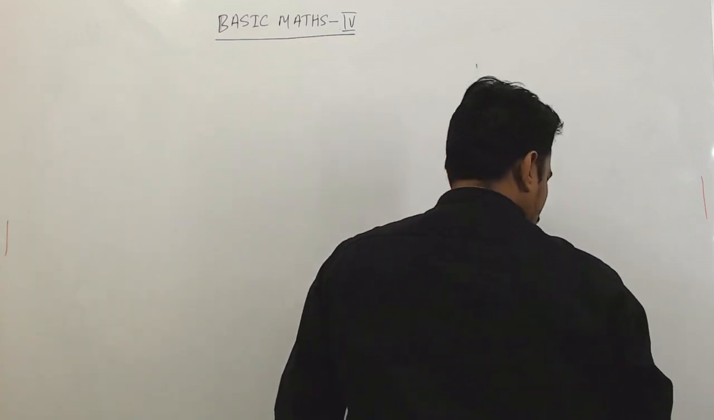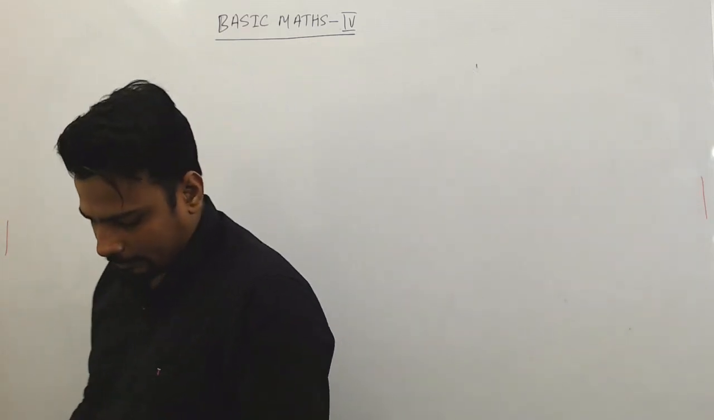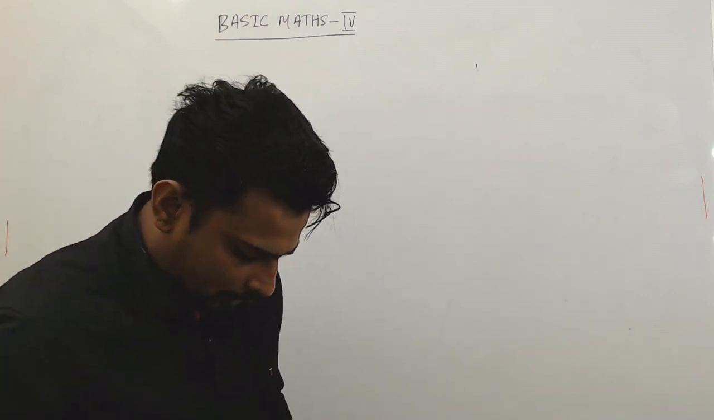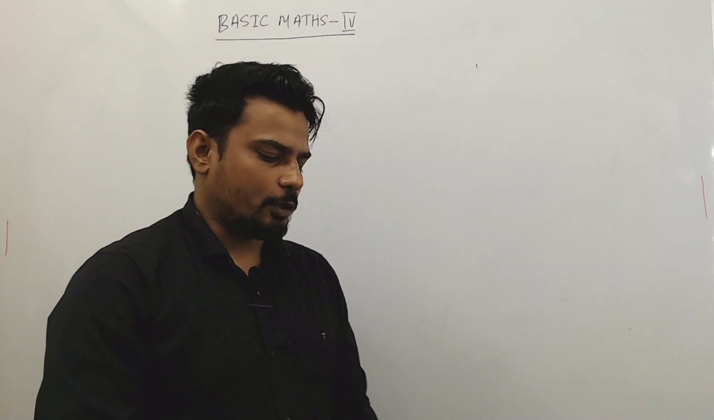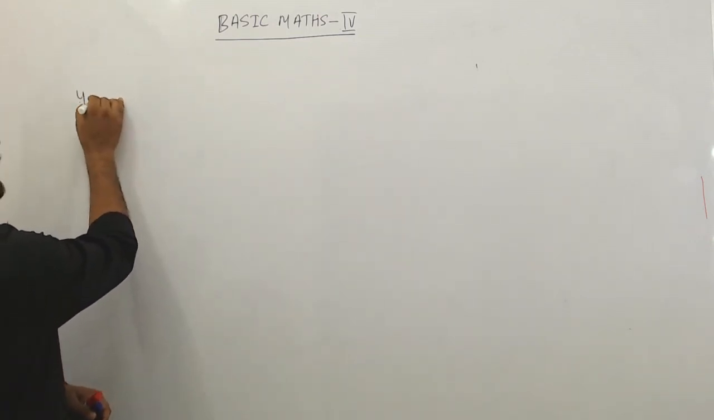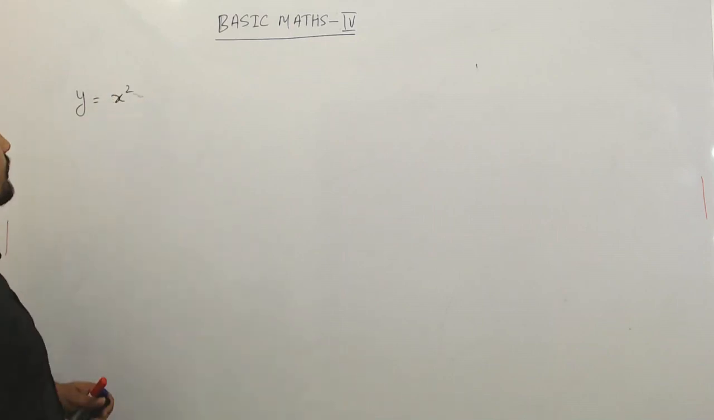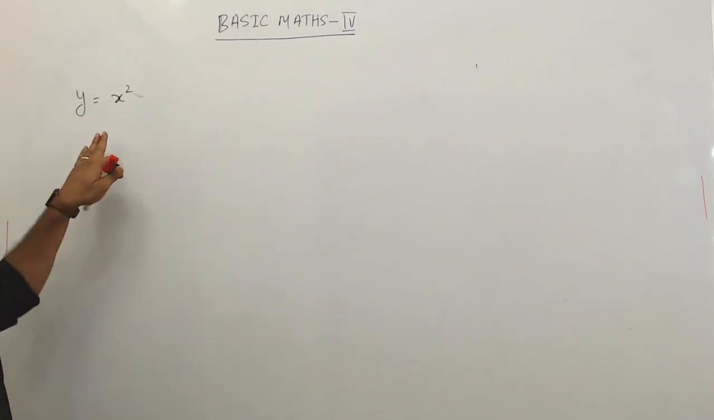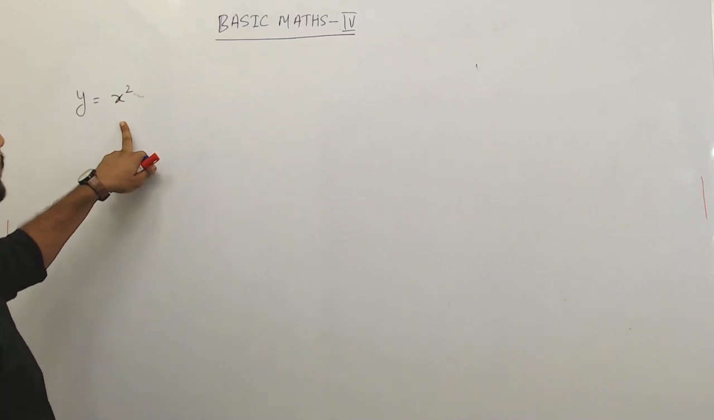Derivative essentially means the rate of change of a quantity with respect to another quantity. If I'm talking precisely about y and x, it's going to be the rate of change of y with respect to x. Let's say I have a function, probably y is equal to x square. Let me write it properly. I want to find the instantaneous rate of change of y with respect to x.